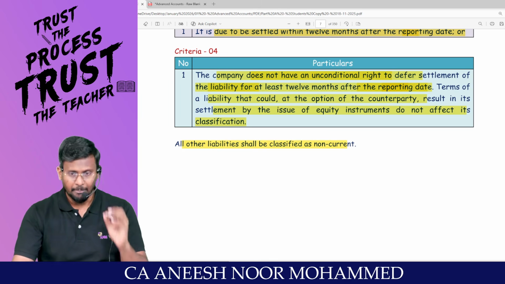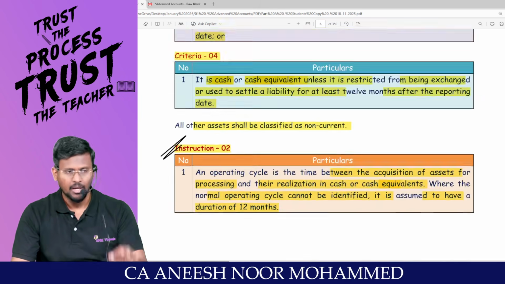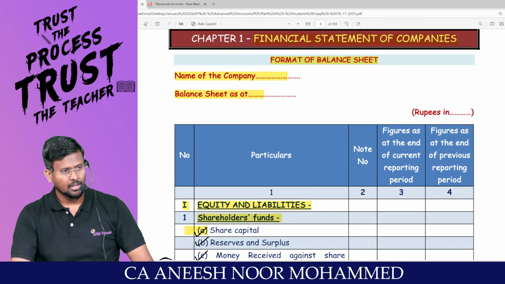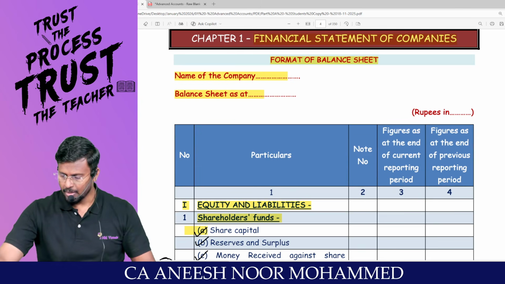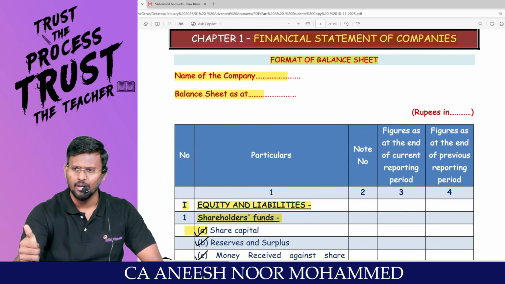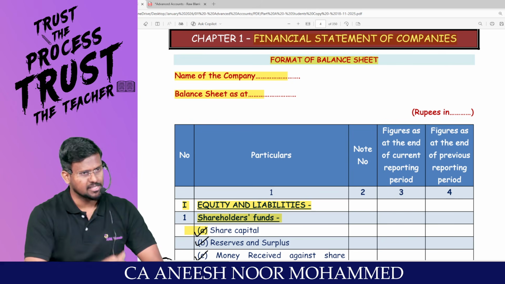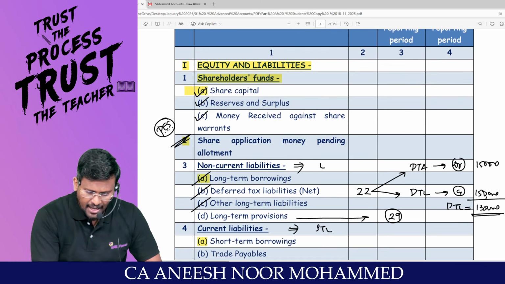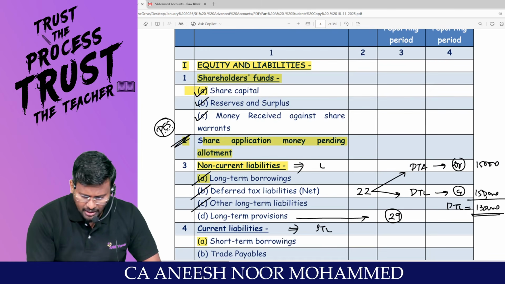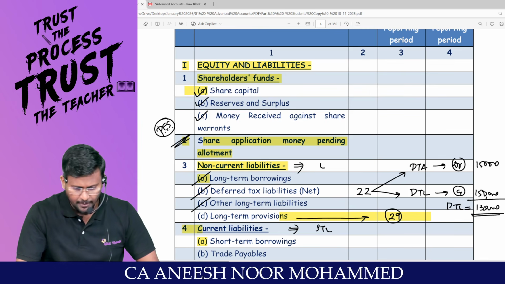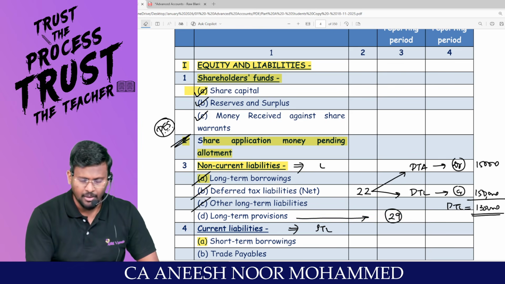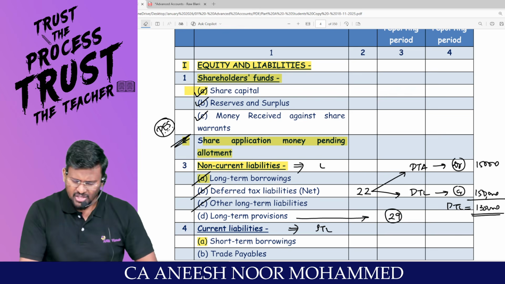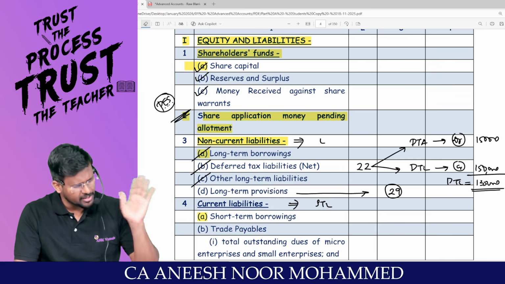Right? My dear lovable students, this is the base format of Schedule 3. That means the balance sheet should be classified into 2 categories. Number 1, equity and liability, and assets. Under equity and liability, you have 4 classifications: shareholders' fund, share application money pending allotment, non-current liabilities and current liabilities. Under shareholders' fund, what will come? Share capital, reserves and surplus, money received against share warrant.